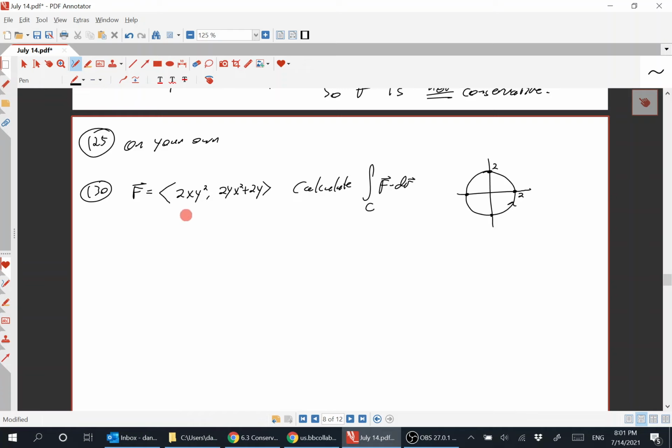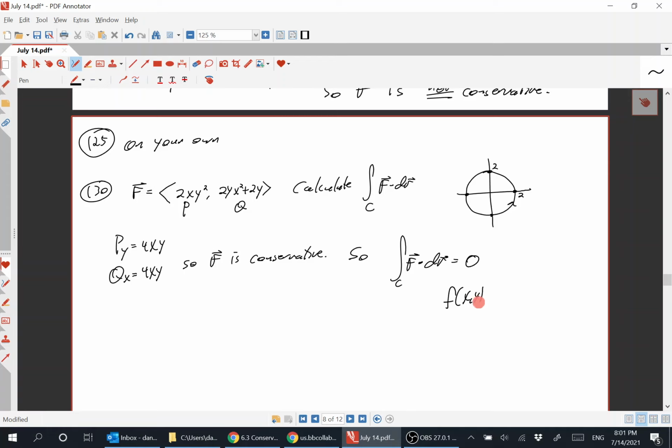So P is 2, this is P, this is Q. So Py is 4xy, and Qx is 4xy. Right, so it's conservative. So the integral over C of F dot dr is just what? Right, so it's 0. You calculate the potential function f(x,y) at the starting point AB. So you pick anything to be the starting point AB, and then your finishing point AB. So it's f of AB minus f of AB, which is just 0.